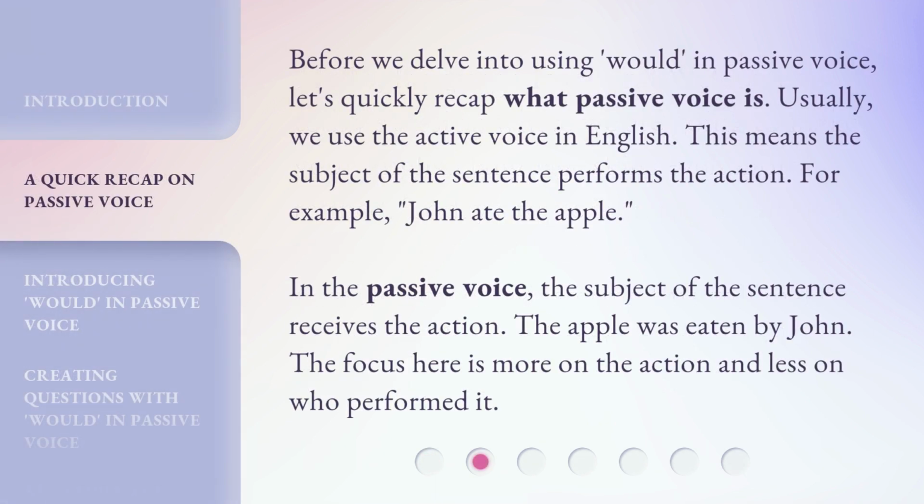Before we delve into using would in passive voice, let's quickly recap what passive voice is. Usually, we use the active voice in English. This means the subject of the sentence performs the action. For example, John ate the apple. In the passive voice, the subject of the sentence receives the action. The apple was eaten by John. The focus here is more on the action and less on who performed it.